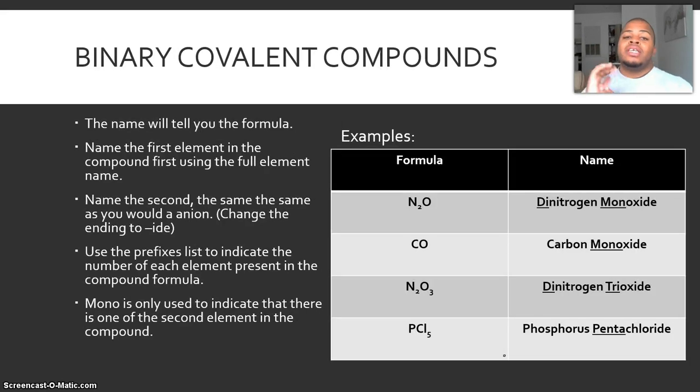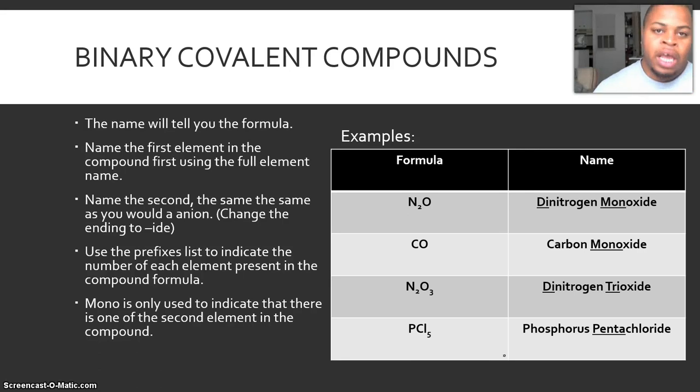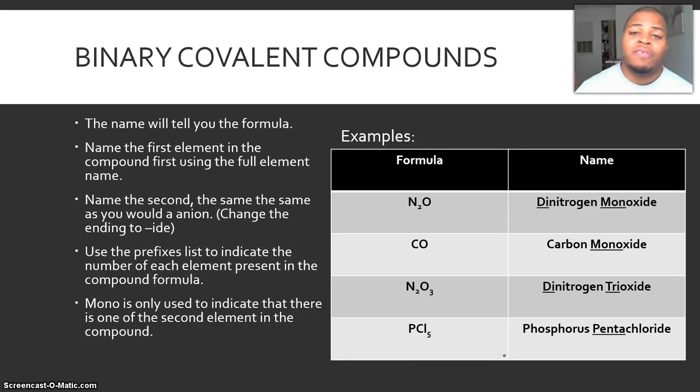Now, how are we going to take this a little bit further? We have our covalent compounds. These are going to be binary covalent compounds. Binary, again, meaning there are only two elements that are a part of it. How we name them and how we write the formula for these are much easier. What do I mean? Well, first off, the name will actually tell you the formula.